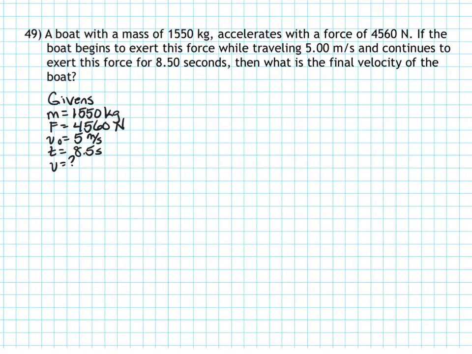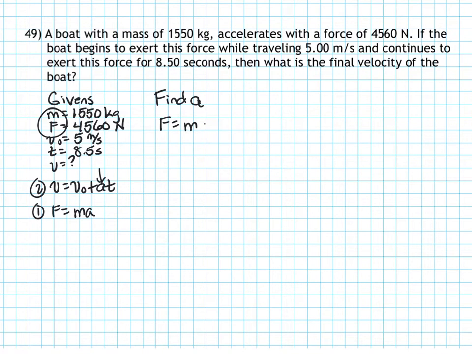I'm going to use F equals ma to find the acceleration. So once I know the acceleration, I can use V equals V naught plus AT, and I need T in order to do that. I'm going to use F equals ma first, and then I'll use kinematics next to find the final velocity. So the first thing I'm going to do is find A, and to do that, I'm going to use F equals ma.